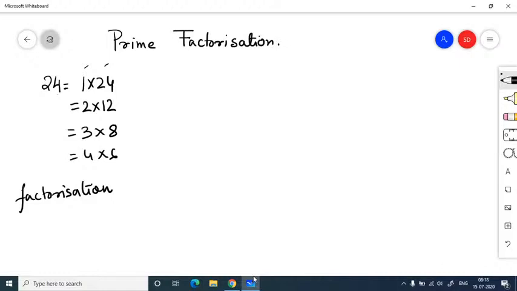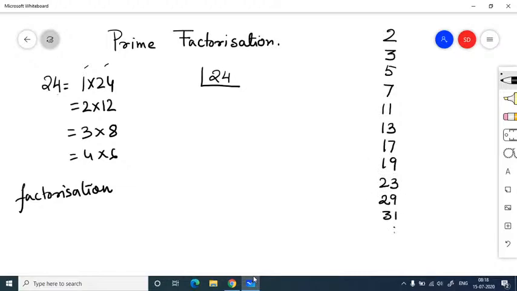So how will we do prime factorization? We will do the division method. So what we are going to do is we are going to start dividing 24 with prime numbers. Now what are the prime numbers we have? 2, 3, 5, 7, 11, 13, 17, 19, 23, 29, 31 in this way. Okay, so we are going to divide 24 with a prime number and we will start checking with 2. For every division we are going to start checking with 2.